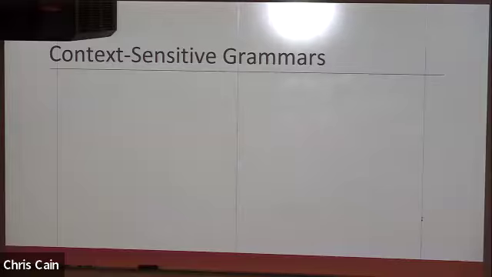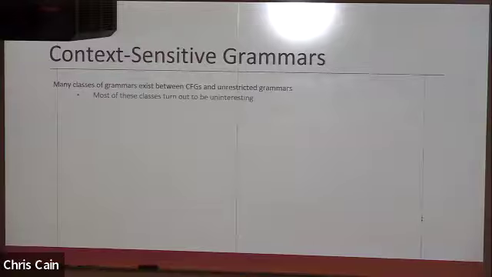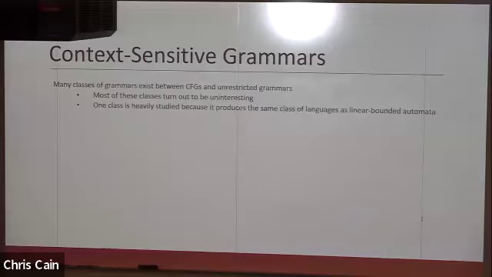The last subset of those that are interesting are called context-sensitive grammars. There are actually quite a few classes of grammars between context-free grammars and these unrestricted grammars, but it turns out that most of them don't do anything for us. They don't allow us to map onto an interesting class of languages or a class of languages that does something useful to us. But there is one class that is studied because it produces the same class of languages as when we talked about linear bounded automata, the idea of we can't occupy more of the input tape than the actual input size.